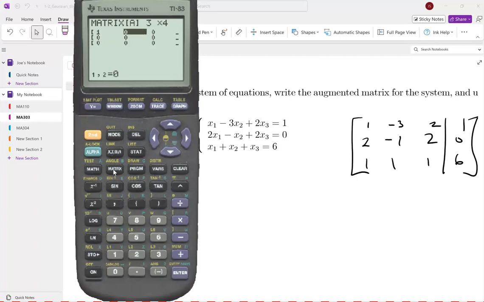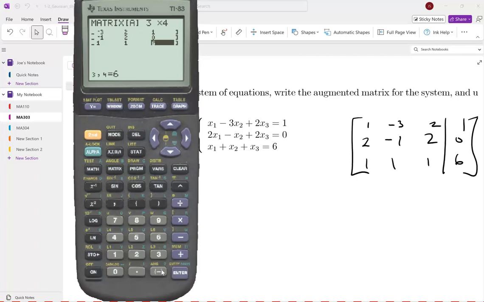So we'll do 1, -3. Make sure you use the negative sign and not the minus sign. It will give you an error if you put the minus sign rather than the negative. Okay, so you'll only use your minus at the bottom and not here. 2, 1, 2, -1, 2, 0, 1, 1, 1, 6. Once I hit the last enter, it shouldn't go anywhere. It should stay there at the lower right-hand corner.